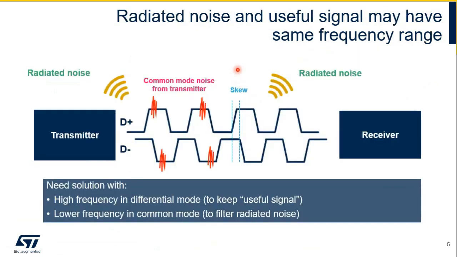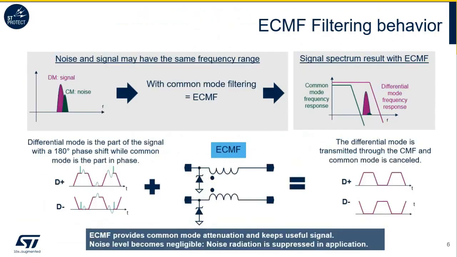If we summarize the challenge for the filter, two signals are considered: the useful signals in differential mode and the radiating noise in common mode with lower or similar frequency. To better understand our ECMF filtering behavior, let's look at what happens in the frequency domain. As shown previously, common mode noise can come from high frequency signals, with the risk that the useful signals and the common mode noise may have the same frequency range.